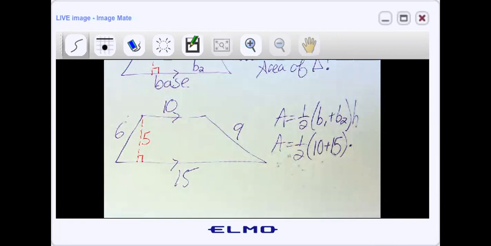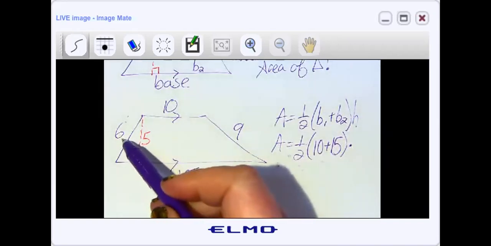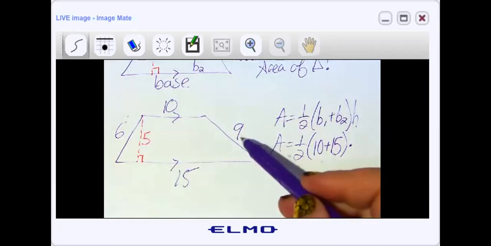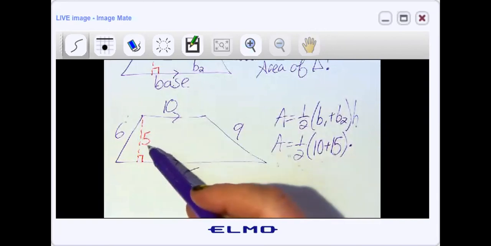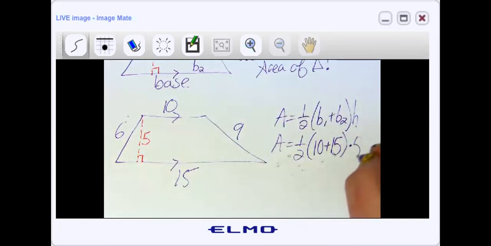And make sure you pick the right number for the height. It's the one that has to be perpendicular. I'm not using the 6, right? That's not perpendicular. The 9's not perpendicular. The 5, that's the one I need. So before I do any calculating, that should be how everything sort of falls into the formula.